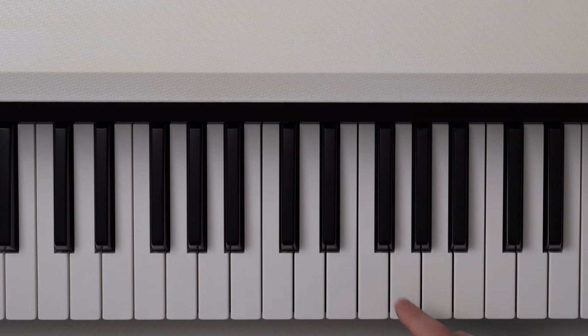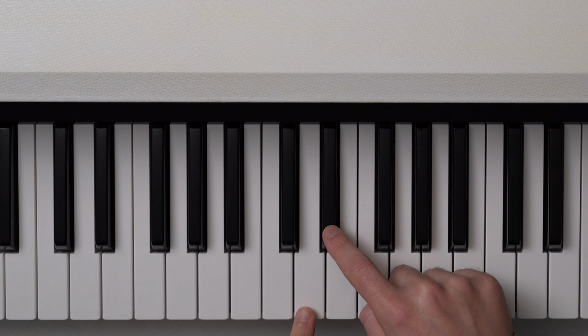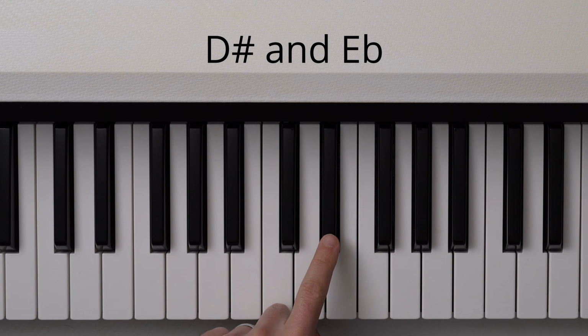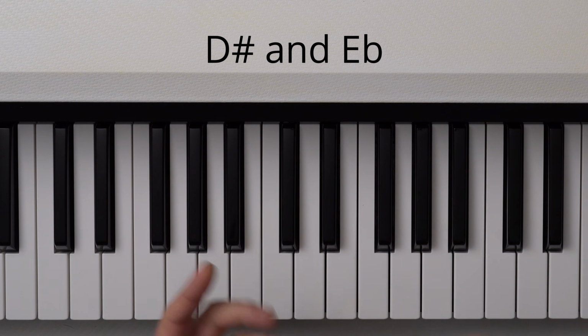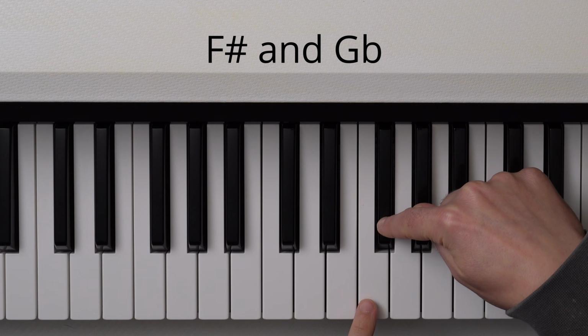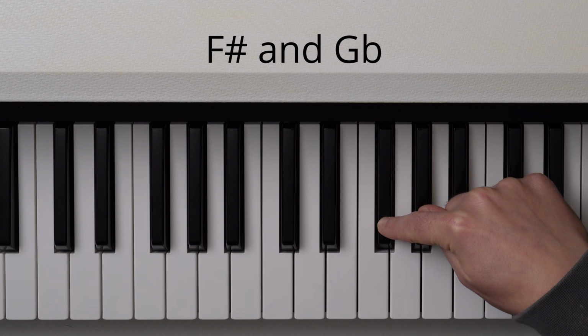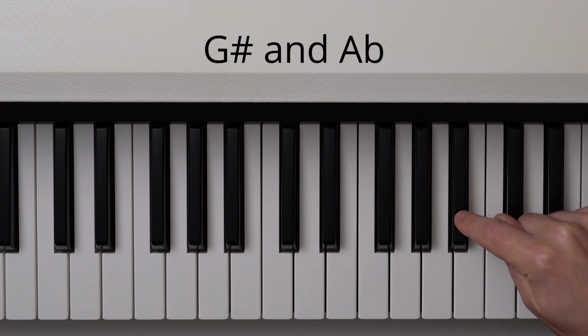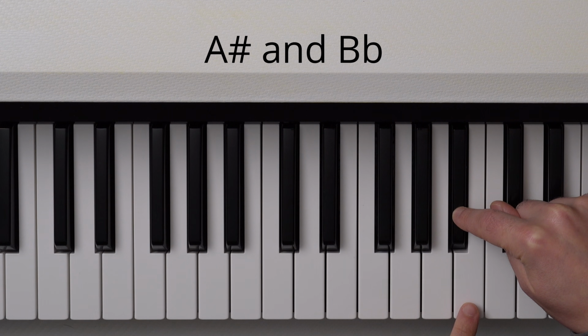And then going up from there, this note is above D, so it's D sharp, but it's also below E, so it's also E flat. So again, 2 different names for that one single note. And then going up from there, this note is F sharp as well as G flat. This note is G sharp as well as A flat. And then this note is A sharp as well as B flat.